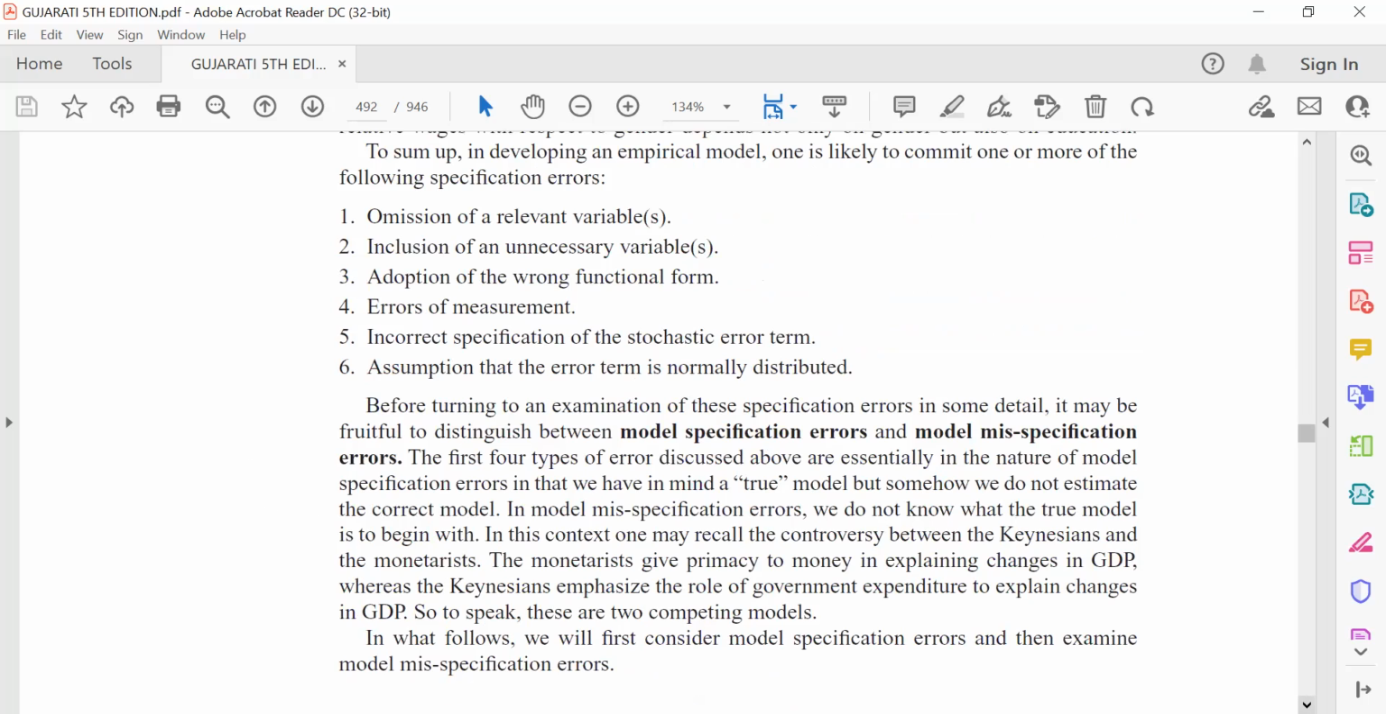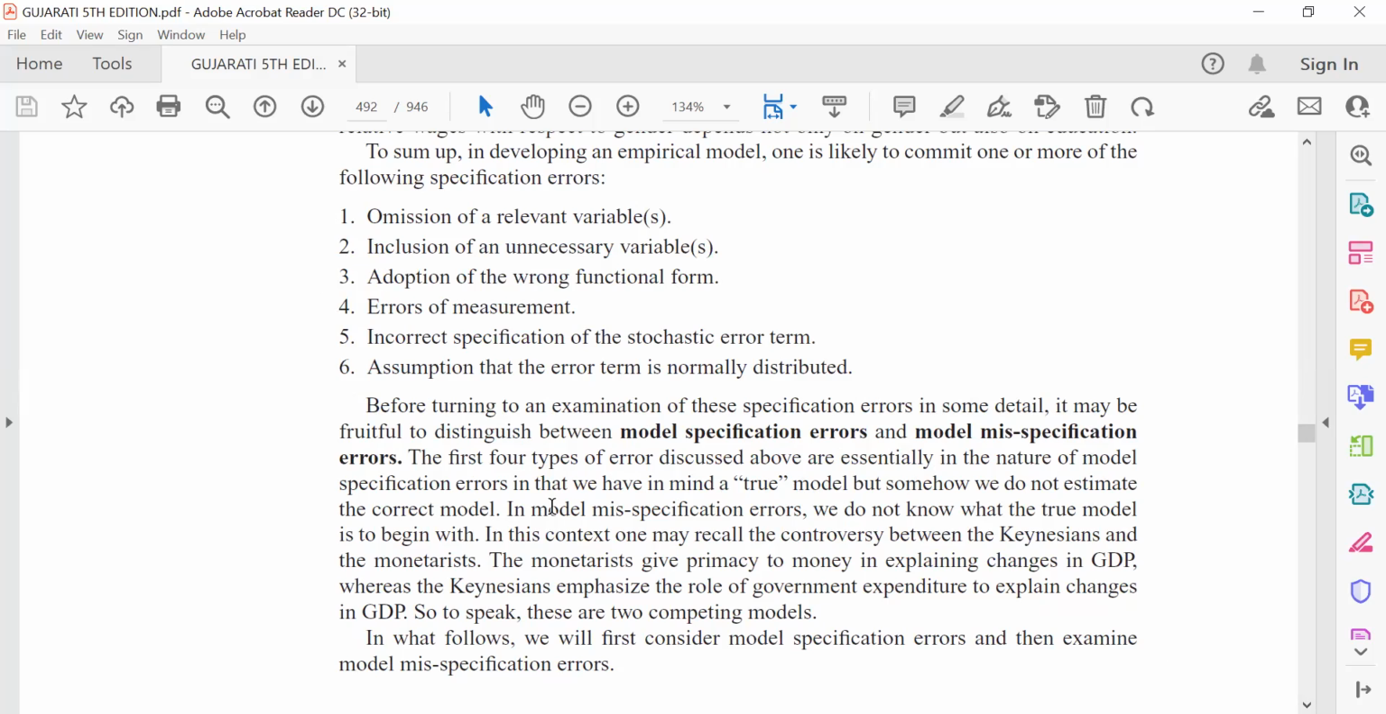Okay, before turning to an examination of this specification error, it may be fruitful to distinguish model specification error and model misspecification error. First, the four types of error discussed above are essentially in the nature of model specification error. Okay, this is a specification error. This means we have in mind a true model, but somehow we do not estimate the correct model.